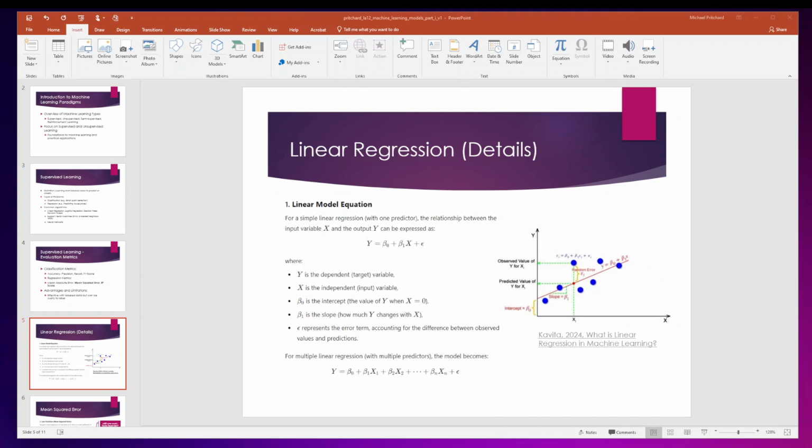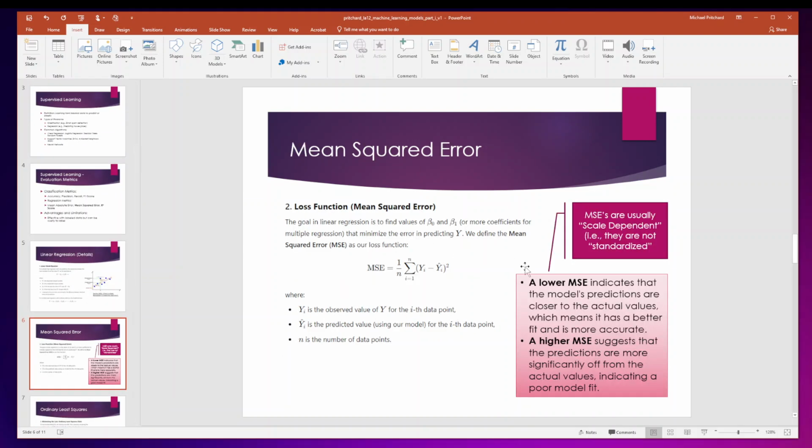So outside of that, I don't want to spend too much more time on this because I want to get down to the next part of our discussion, which is focused on our loss function, our mean squared error. So let's jump down to the loss function here. When we're talking about the loss function, this is a pretty important piece because we do use this in an evaluation.